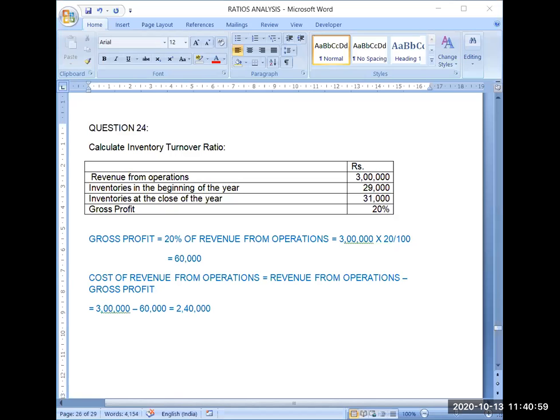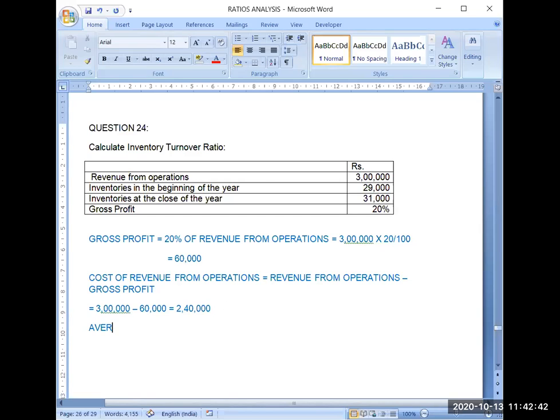So we were doing this question. So we have calculated cost of revenue from operations from this question with the help of revenue from operation, and we have subtracted gross profit from it. Now we need average inventory.